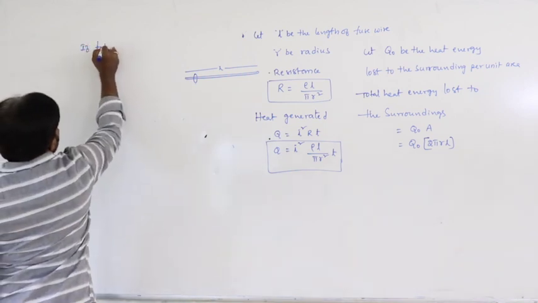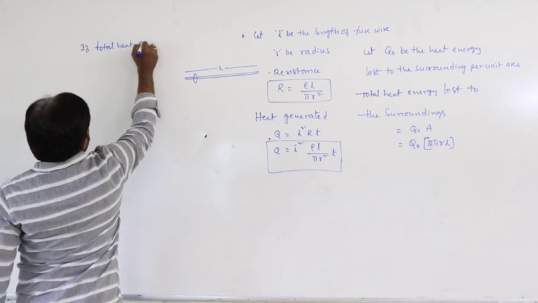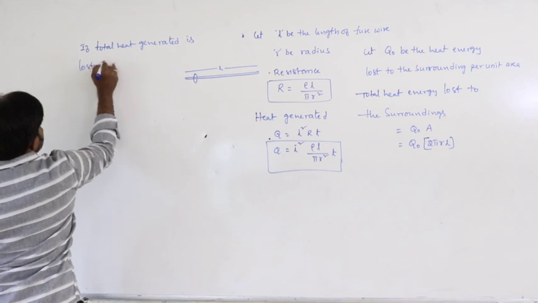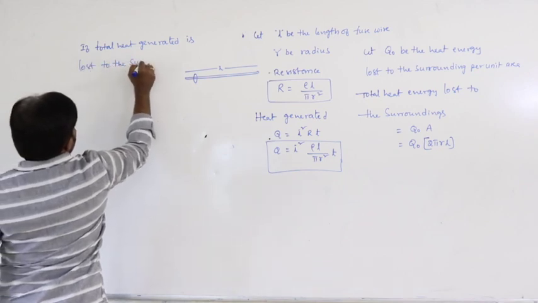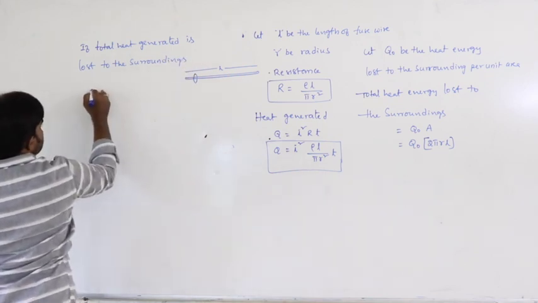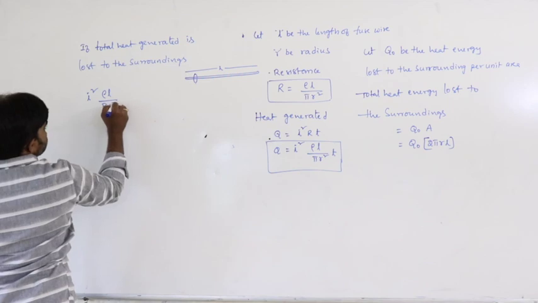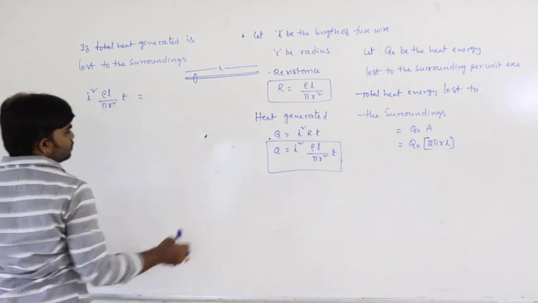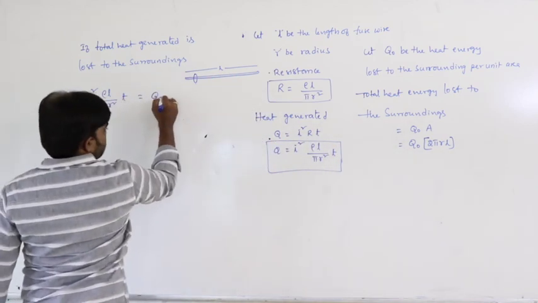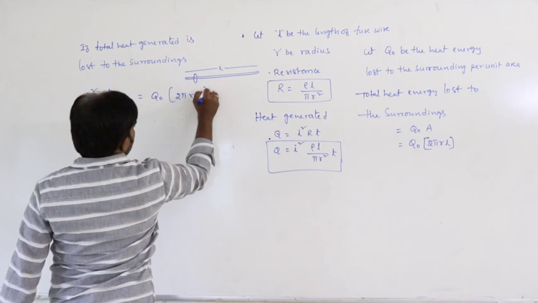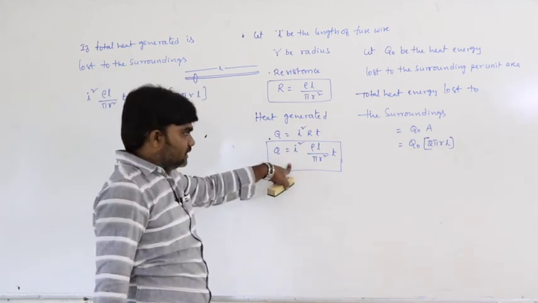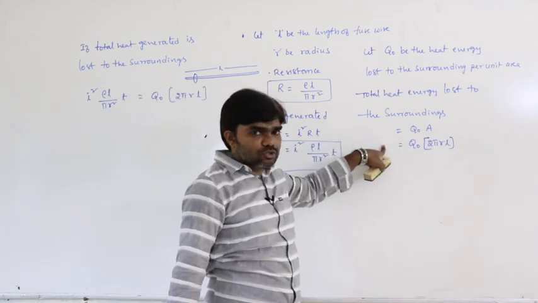If total heat generated is lost to the surroundings, then I square into rho L by pi r square into T is equal to Q naught into 2 pi RL. This is the heat energy generated due to the flow of current, and this is the heat energy lost to the surroundings.